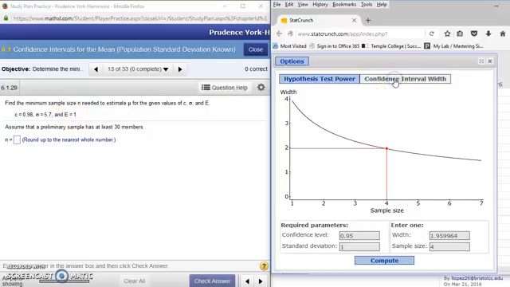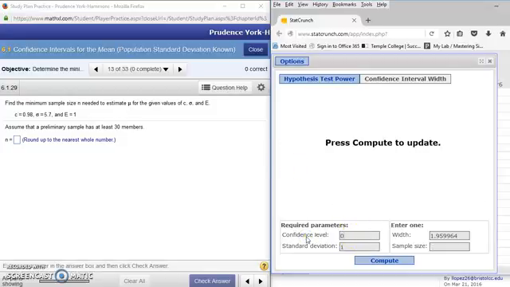So click on confidence interval width, and we will have to enter information from three of these items to compute the sample size. So my confidence level is 0.98, so I change that to 0.98. My population standard deviation is 5.7. That's sigma, the population standard deviation, 5.7.